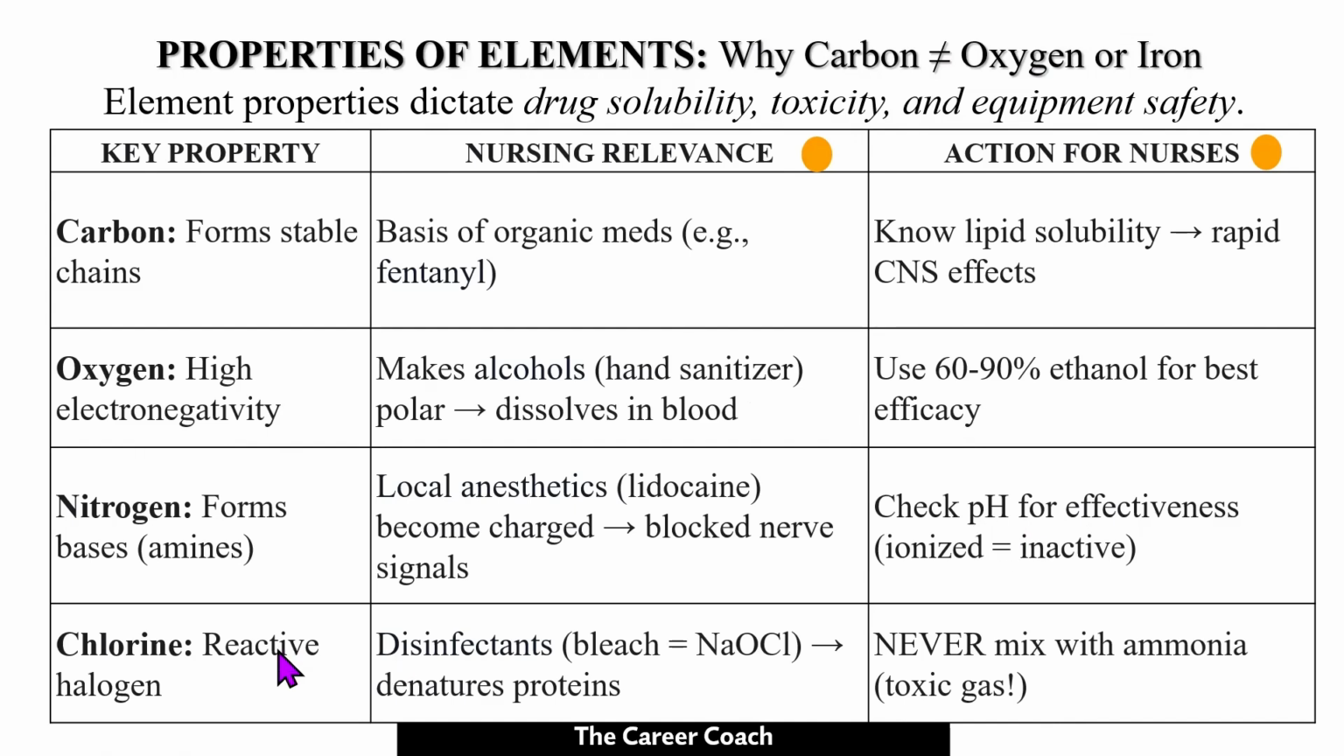Chlorine is another element. Chlorine is a reactive halogen. It is used in disinfectants. It is used as bleach. Sodium hypochlorite forms bleach, which denatures protein. It denatures protein in the sense that it will kill proteinous cells. So that's how disinfectants work. Action for nurse: never mix chlorine with ammonia. This is a toxic gas.